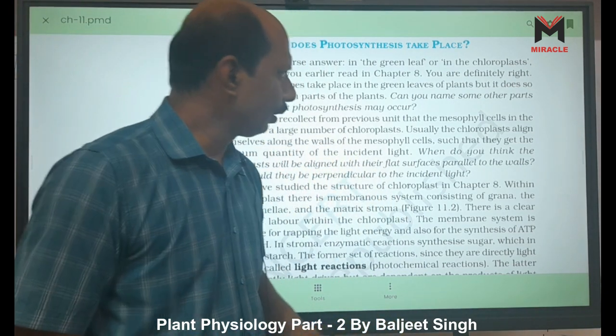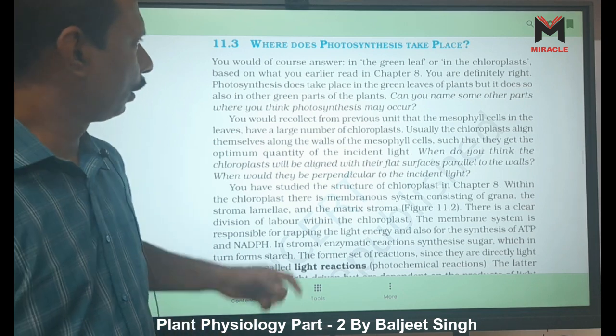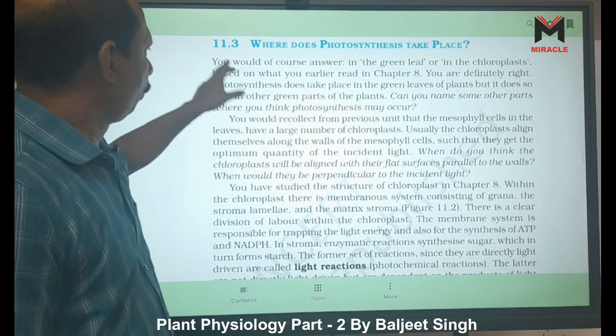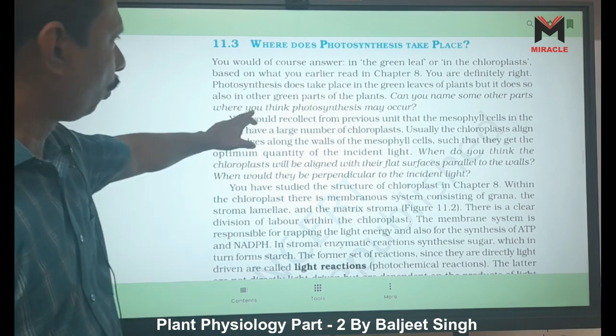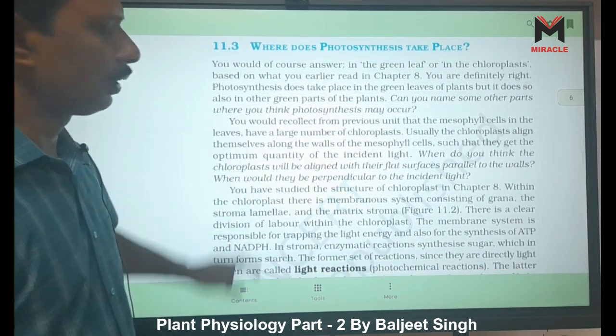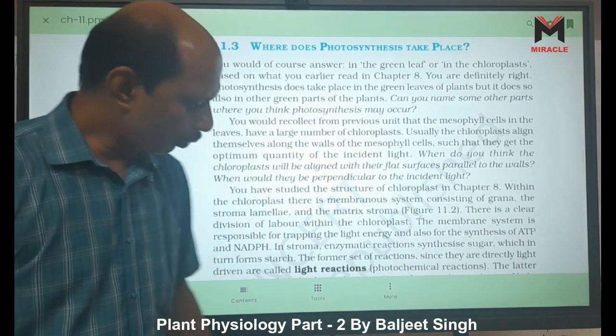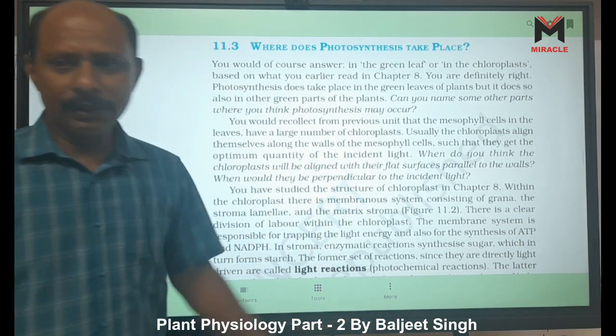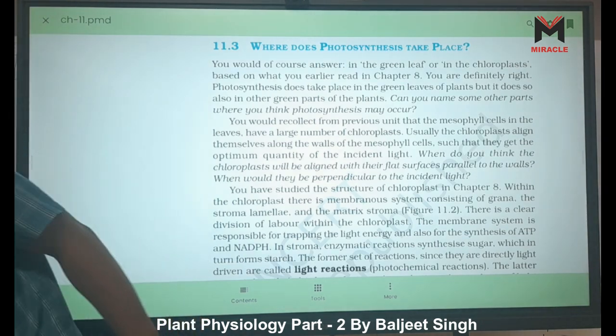In the earlier video, the last video, we already completed this chapter up to point 11.2, right? So today we start from this one. Where does the photosynthesis take place? The first question is here, where does the photosynthesis take place? In NCERT it is given in earlier classes.